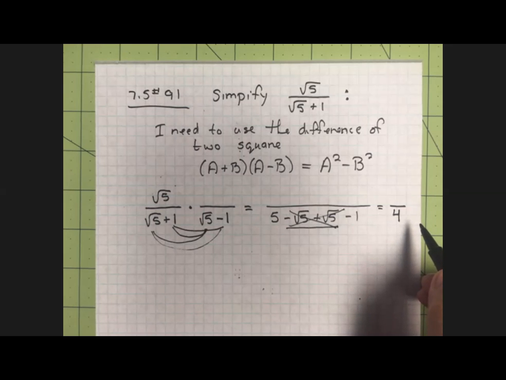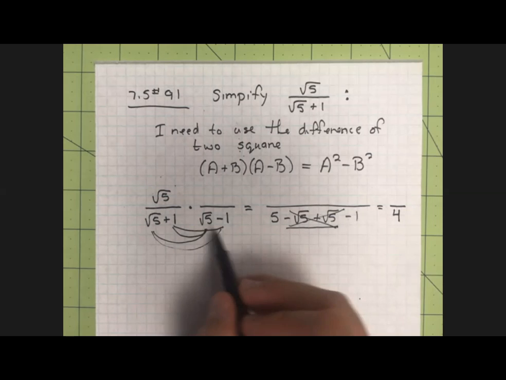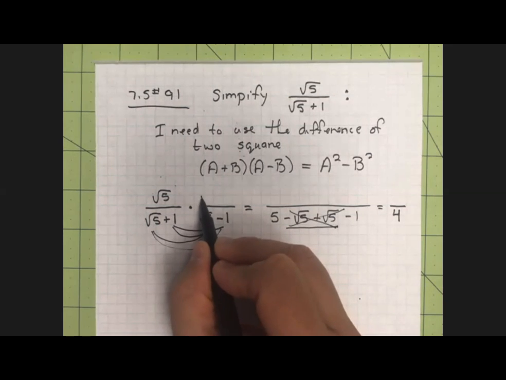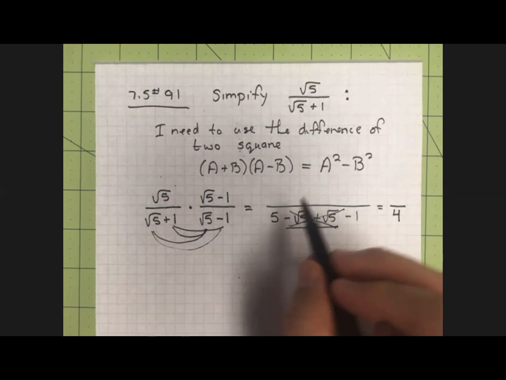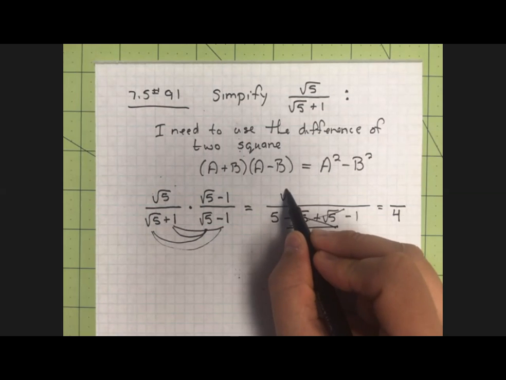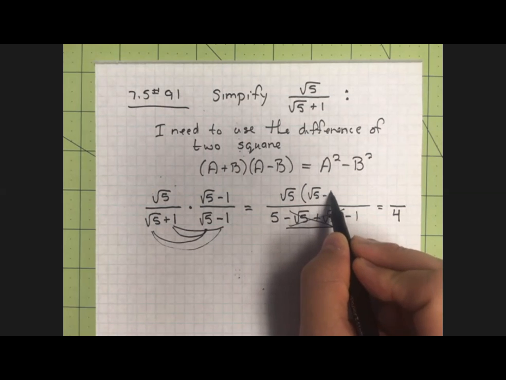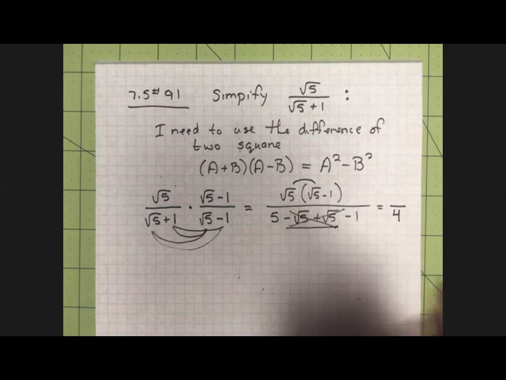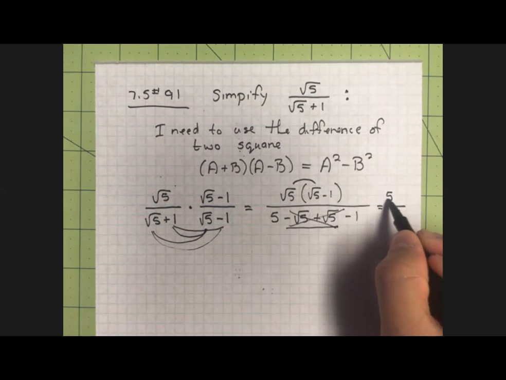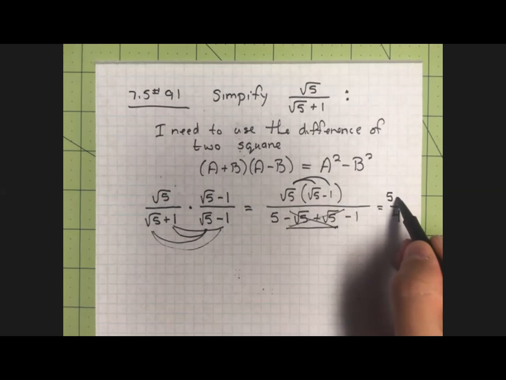Now, no good deed goes unpunished. You've heard that saying, right? So you cannot just multiply a bottom by root 5 minus 1 unless you multiply the top by root 5 minus 1, or else you'll screw up the fraction. So now I've got to multiply the top by root 5 minus 1, and that is distributing too. Root 5 times root 5 is 5, and root 5 times minus 1 is minus root 5.